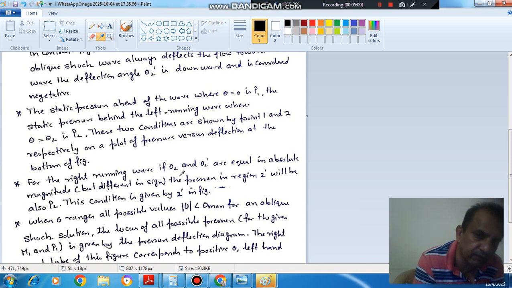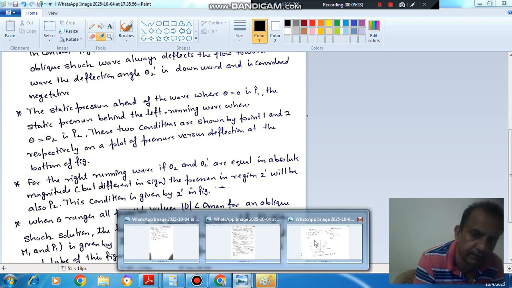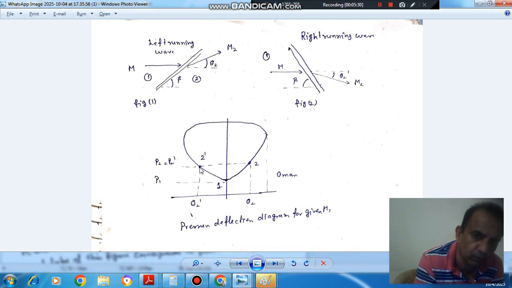For the right running wave, if theta 2 and theta 2 dash are equal in absolute magnitude but different in sign, the pressure in region 2 dash will also be P2. So for the right running wave, the pressure corresponding to 2 dash, P2 dash, and P2 are equal. This is for the left running wave and this is for the right running wave. Here the deflection is opposite to that of the left running wave.